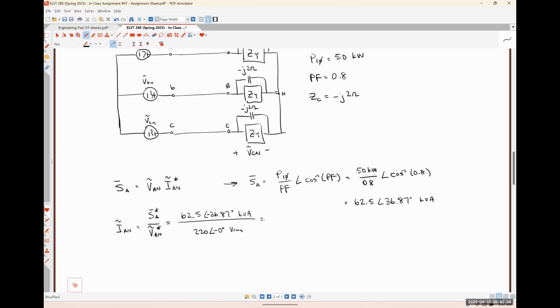So the conjugate of my answer, and I'm going to multiply that by a factor of 1,000 to get rid of getting an answer in kiloamps, divided by 220 gives me a current of 284.091 with an angle of negative 36.87 degrees amps RMS.